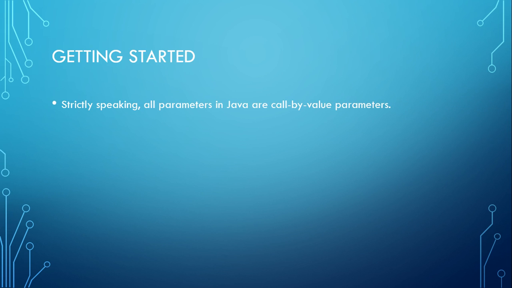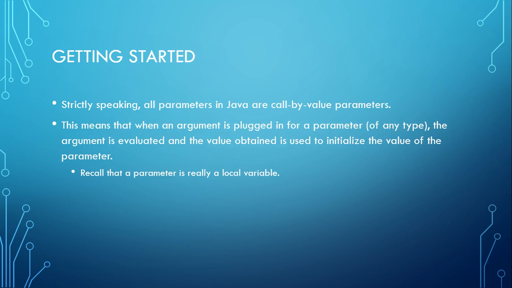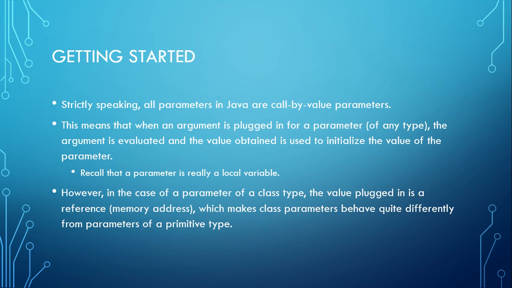So, getting started. Strictly speaking, all parameters in Java are what are known as call-by-value parameters. This means that when an argument is plugged in for a parameter of any type, the argument is evaluated and the value obtained is used to initialize the value of the parameter. And recall that, for all intents and purposes, a parameter is really kind of like a local variable. It only belongs to that method. However, in the case of a parameter of a class type, the value plugged in is a reference or memory address, which makes class parameters behave quite differently from parameters belonging to a primitive type.